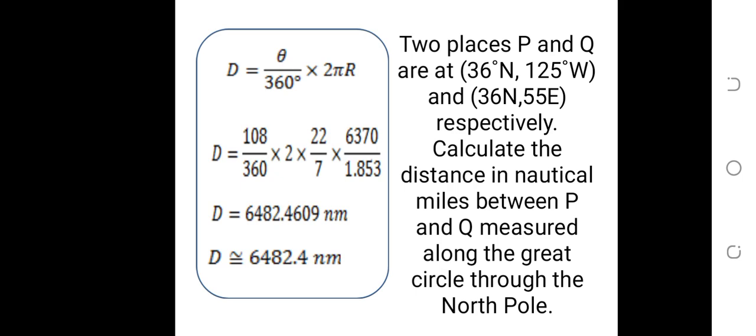Two places P and Q are at 36 degrees north, 125 degrees west, and 36 degrees north, 55 degrees east, respectively. Calculate the distance in nautical miles between P and Q measured along the great circle through the North Pole.